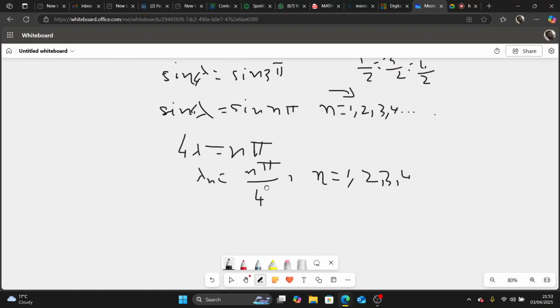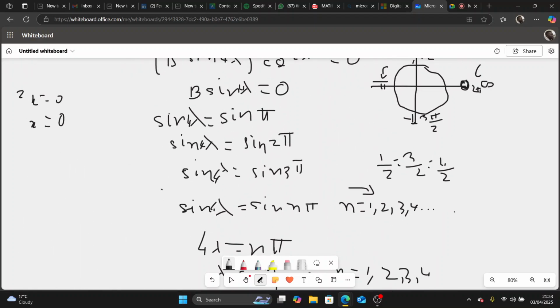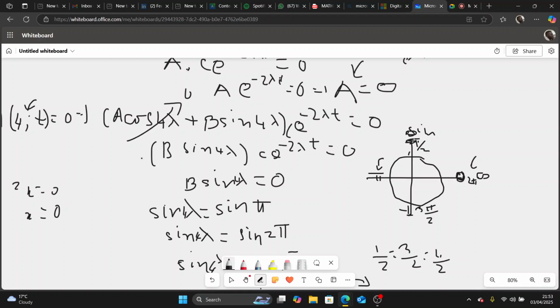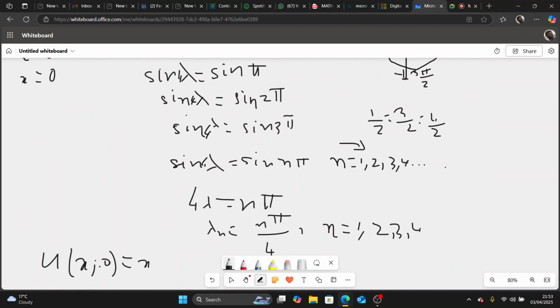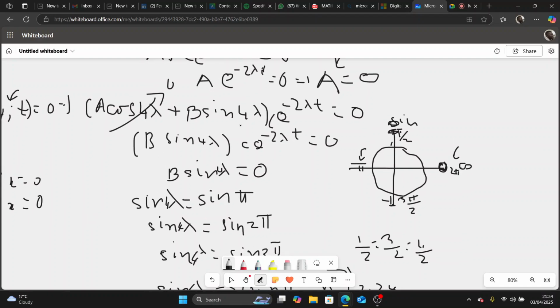Remember, this thing is easy, manager. u(x,0) equal to what? The function of x. So what does it mean? From this equation here, where there is time, what do we substitute with? With 0. Do you agree? This time we are going to substitute with 0. If you substitute by 0, what's going to remain here? It's only this part.